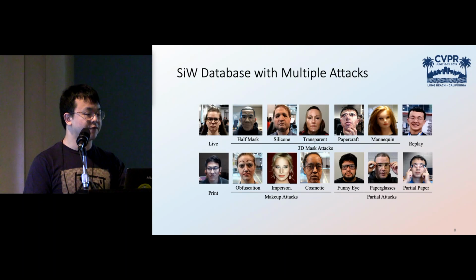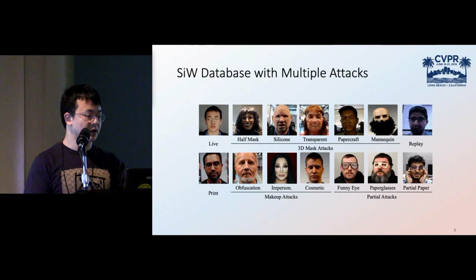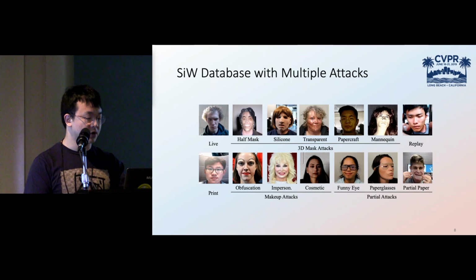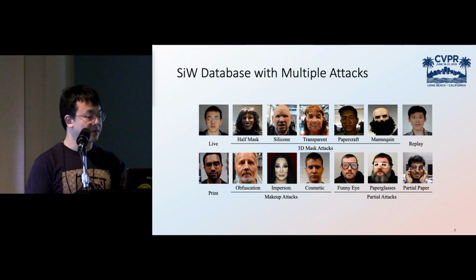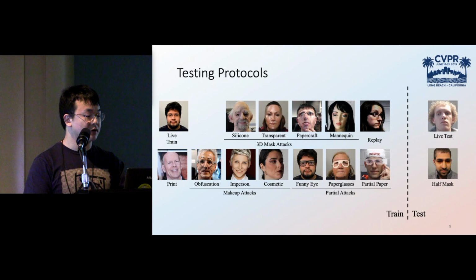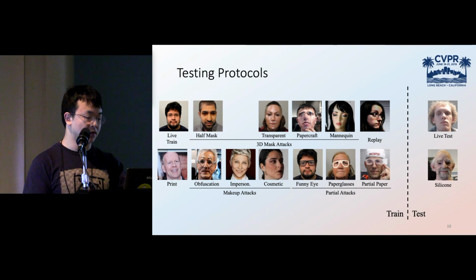Specifically, we include 5 types of 3D mask attacks, 3 makeup attacks, 3 partial attacks, and print-to-replay attacks. To fully leverage this database, we adopted the leave one out testing protocols where each time you leave one spoof out as unknown and train with the rest of them.